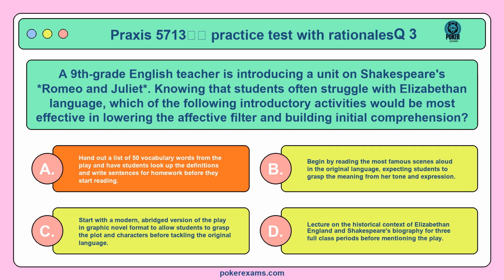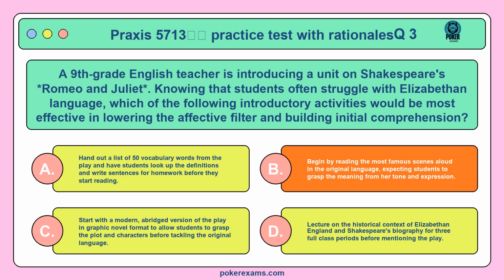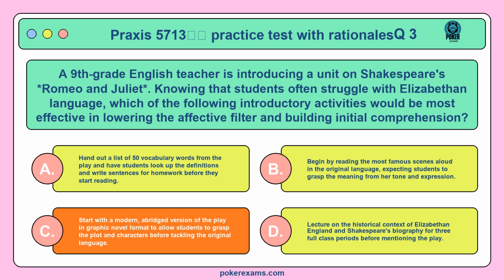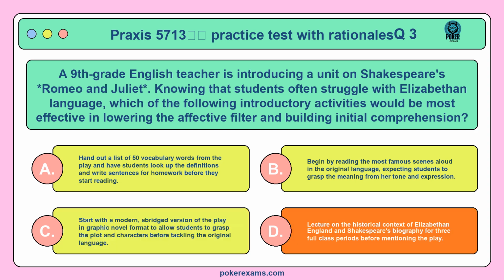and have students look up the definitions and write sentences for homework before they start reading. B. Begin by reading the most famous scenes aloud in the original language, expecting students to grasp the meaning from her tone and expression. C. Start with a modern, abridged version of the play in graphic novel format to allow students to grasp the plot and characters before tackling the original language. Or D. Lecture on the historical context of Elizabethan England and Shakespeare's biography for 3 full class periods before mentioning the play.